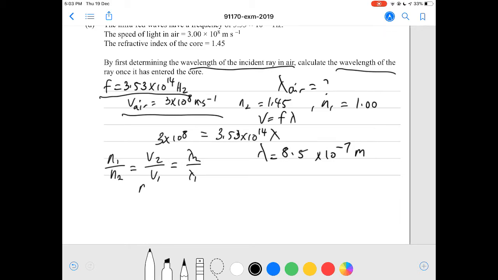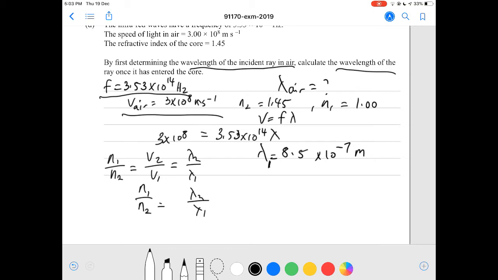So now you can use N1 over N2 is equal to lambda 2 over lambda 1. So lambda 1 would be your wavelength in air because the incident ray is in air and goes into the core, so your ray in air would be your lambda 1 and your N1, and your lambda 2 and your N2 would be your ray in the core. So this is our lambda 1. We found it's 8.5 times 10 to the power negative 7 because that's the incident wavelength of the ray in air. And we also have our N1 is 1 and our N2 is 1.45.